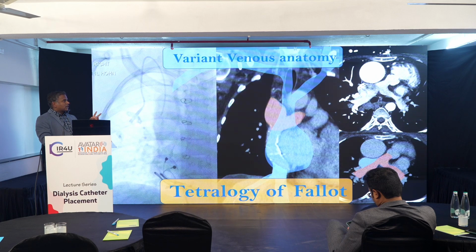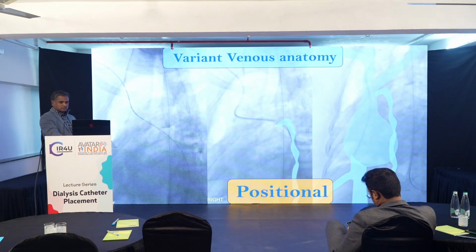So one of the common scenarios is that the SVC is connected to the pulmonary artery. So sometimes the wire might trickle from the IJV into the pulmonary artery. So keep an eye out: is this some congenital anomaly which has been corrected?